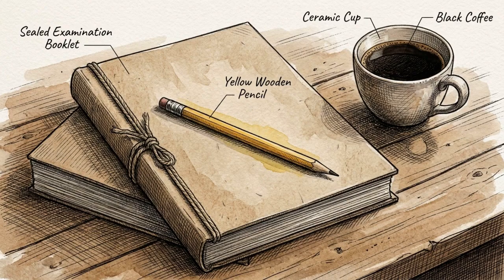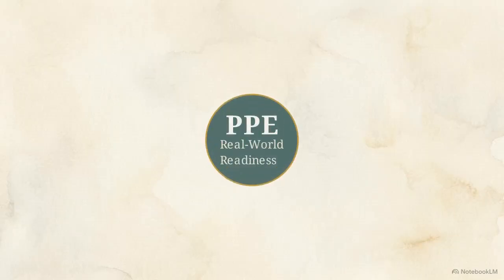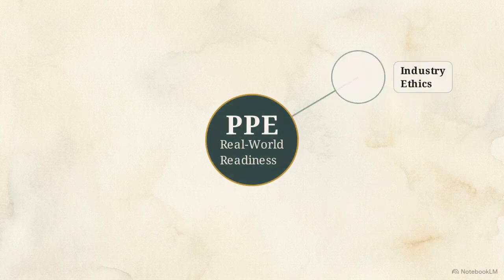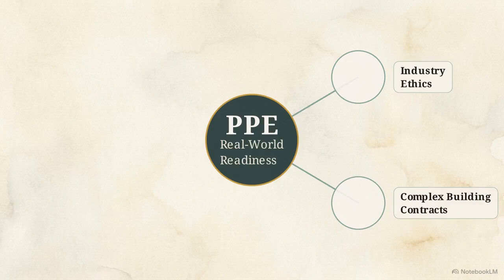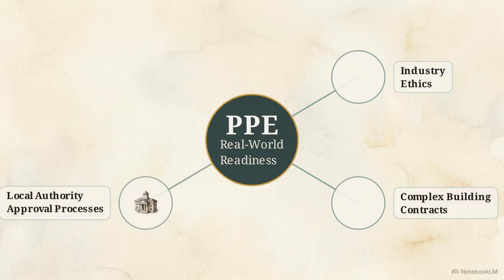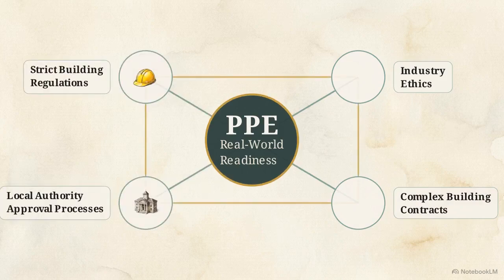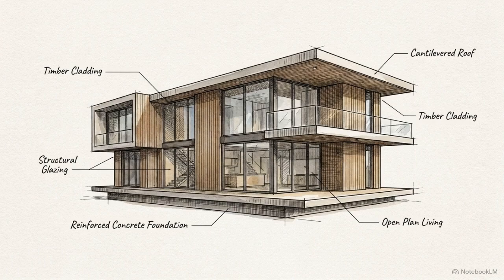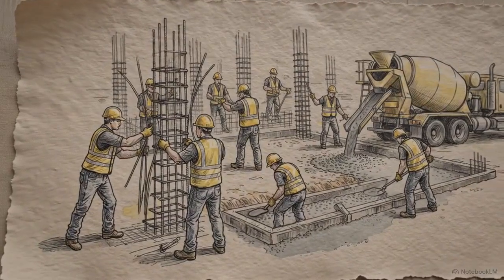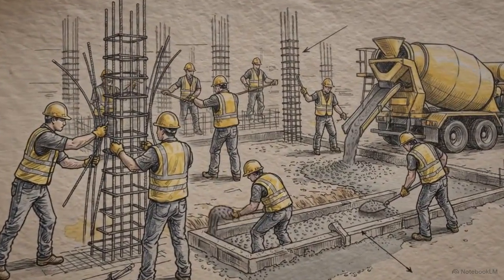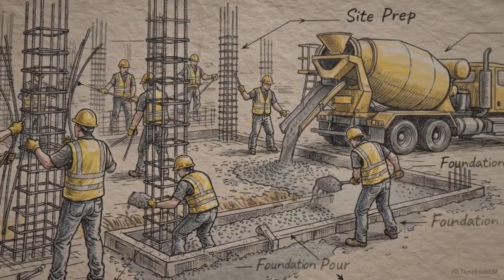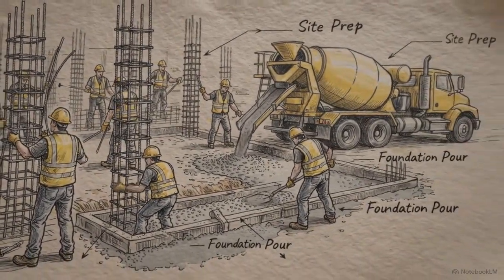They must pass the Professional Practice Examination, commonly known as the PPE. The PPE evaluates your real-world readiness, not your design talent. It rigorously tests your understanding of industry ethics, complex building contracts, local authority approval processes, and strict building regulations. Academic theory gives you the tools to design, but true professional competence means mastering these legal frameworks and proving you can safely execute a project under tight supervision.